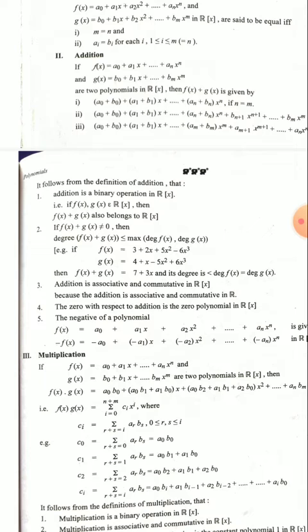For example, f of x is equal to 3 plus 2x plus 5x squared minus 6x cube, and g of x is equal to 4 plus x minus 5x squared plus 6x cube. So here two polynomials are given and their addition is 7 plus 3x, and its degree is less than the degree of f of x and the degree of g of x.